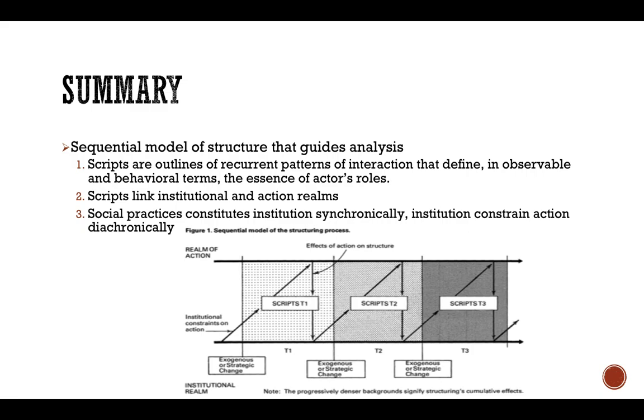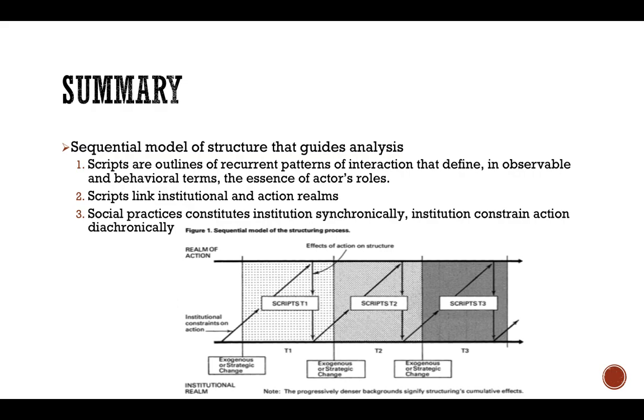So going into the sequential mode of structuring, they talk about how structuring has a cumulative effect, and each temporal phase is an accumulation of the previous and the emerged script. Each temporal phase consists of cumulated scripts and is an accumulation of the previous temporal phase and a modification of that. So the sequential model of structure that guides analysis is such that the scripts are outlines of the recurring patterns of interaction that define, in observable and behavioral terms, the essence of action roles.